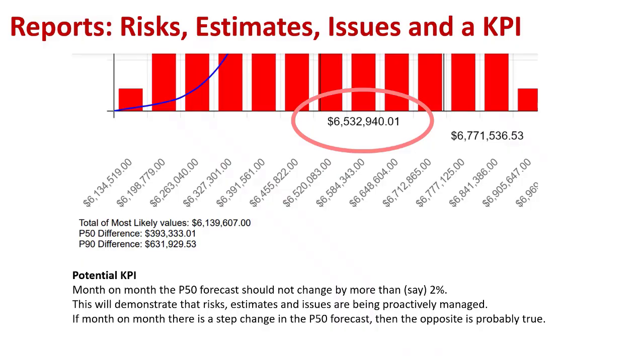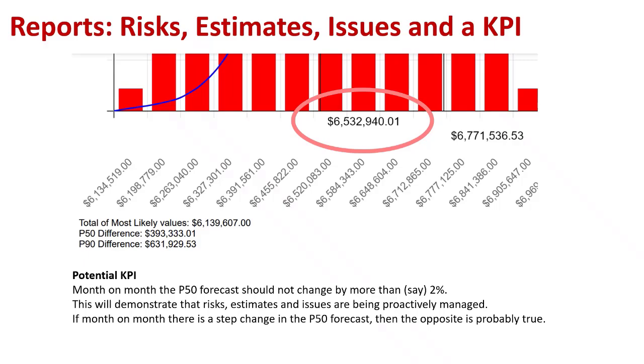If month on month this varies by, say, less than 2%, then it is safe to assume the project team are on top of risks, estimates and issues. Proactive management is occurring. If month on month there is a step change, then this would be a surprise and probably means management is not proactive, or put bluntly, management is reactive. No variation from month to month would also be unusual. This KPI can drive proactive management of the three areas of cost uncertainty and risk management.